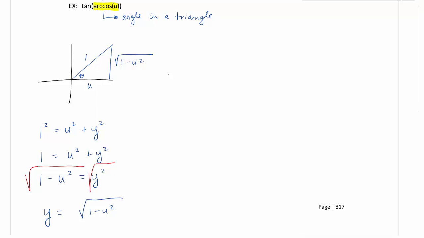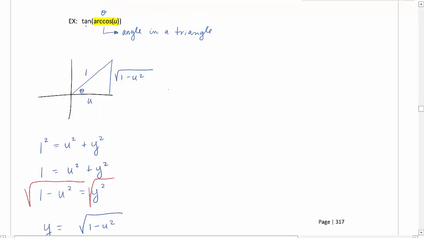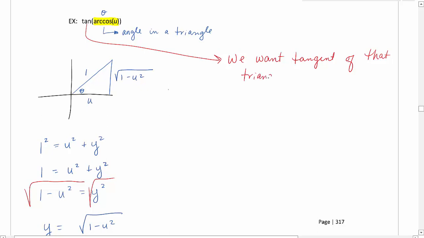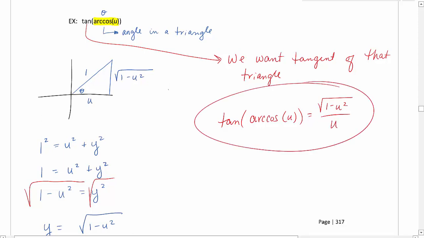All right, so there's our triangle. And now we want tangent of that triangle. Tangent of arc cosine of u is going to be equal to the opposite side, square root of 1 minus u squared, over the adjacent side of u. I really like this type of question for an exam question, so I would definitely practice it.